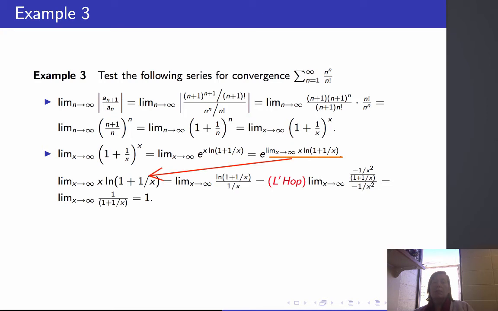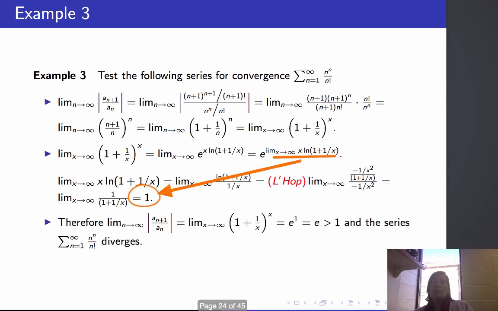And looking at that limit in isolation, we see that that's the limit as x goes to infinity of the natural log of 1 plus 1 over x, over 1 over x. And now applying L'Hopital's rule to this indeterminate form, we get that that's equal to the limit of the quotient of the derivatives, which is the limit of minus 1 over x squared over 1 plus 1 over x, divided by minus 1 over x squared. And the minus 1 over x squareds cancel, and it's the limit as x goes to infinity of 1 over 1 plus 1 over x, and that's equal to 1.